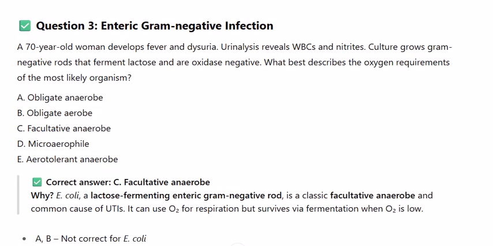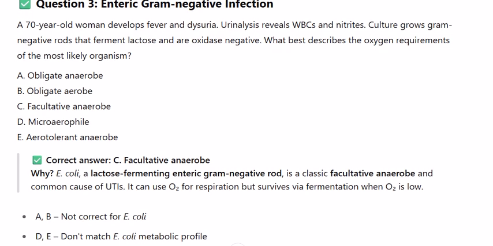Question 3. Enteric gram-negative infection. A 70-year-old woman develops fever and dysuria. Urinalysis reveals WBCs and nitrites. Culture grows gram-negative rods that ferment lactose and are oxidase negative. What best describes the oxygen requirements of the most likely organism?